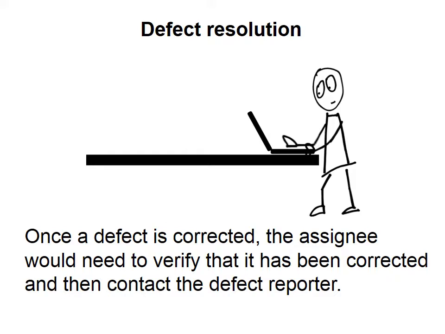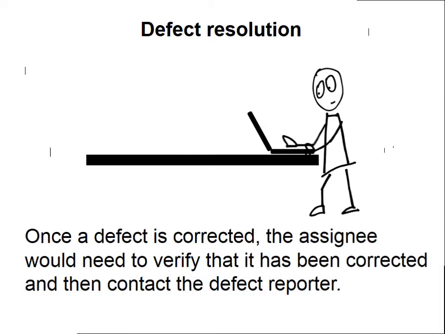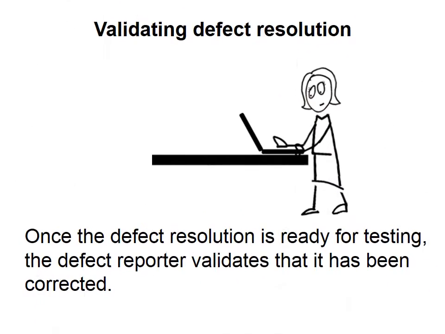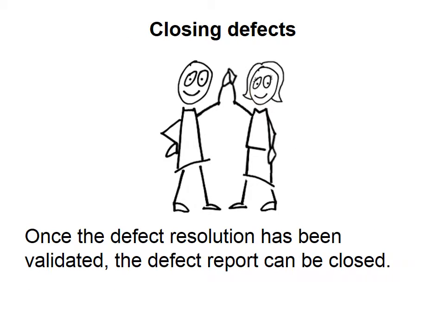Once a defect has been corrected, the assignee would need to verify that it has been corrected and then contact the defect reporter. Typically, this would be done through a tool such as Jira or HP Application Lifecycle Manager, where the defect reports are housed. Once the defect resolution is ready for testing, the reporter of the defect would validate that it has been corrected and then update the defect report accordingly. If the defect has not been corrected, the defect report is assigned back to the assignee. Once the resolution is correct and has been validated by the reporter, the defect report can be closed.